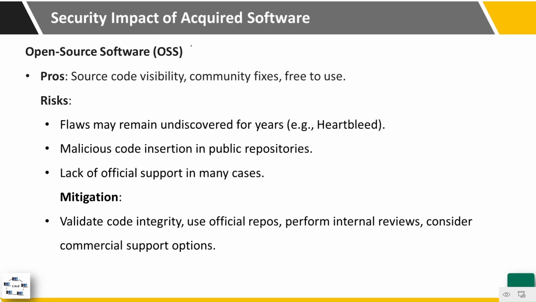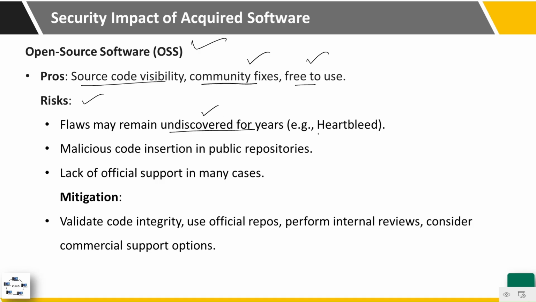Next is open source software. The pros of open source software are that we have source code visibility, we have an active community that fixes any vulnerabilities or errors in the code, and of course they are free to use and free of cost. Risks with open source software include that flaws may remain undiscovered for years even though the source code is publicly available.